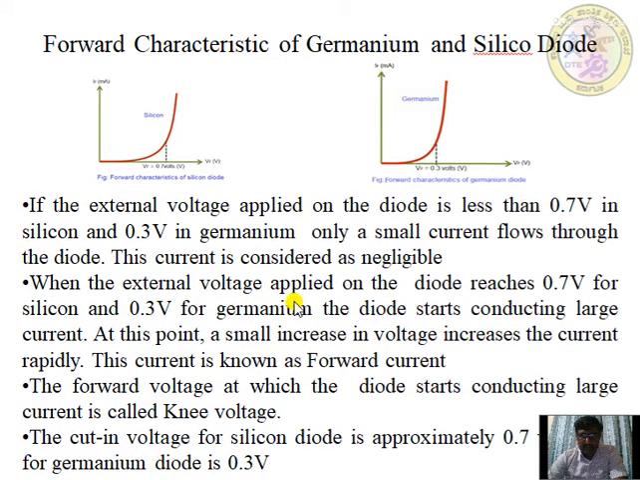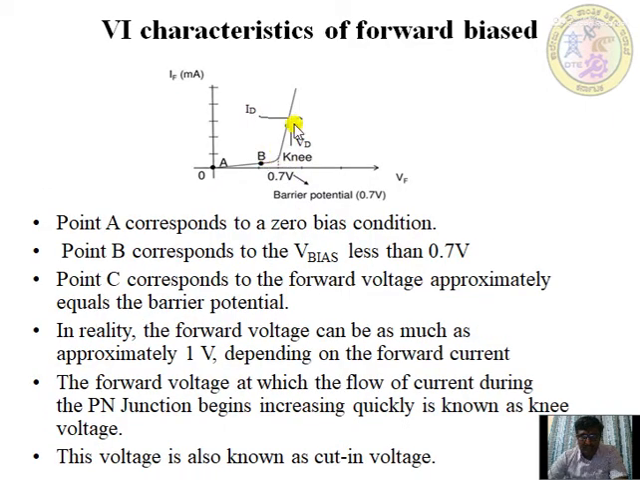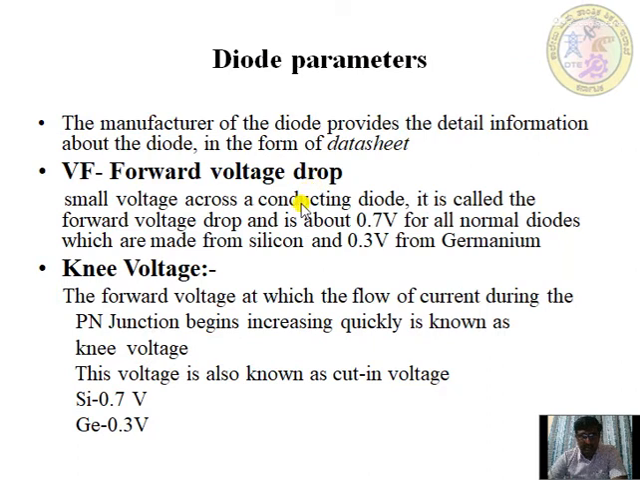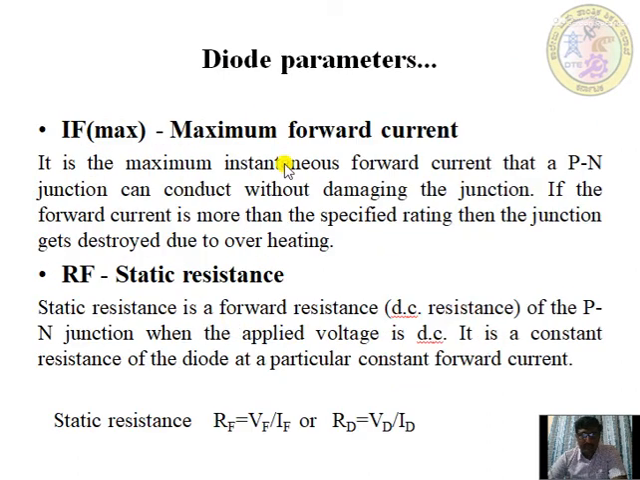Okay, so this is the point. This sudden start is known as the knee point, and for silicon it is the same, 0.7, and for germanium it is 0.3 volts. Okay, next.